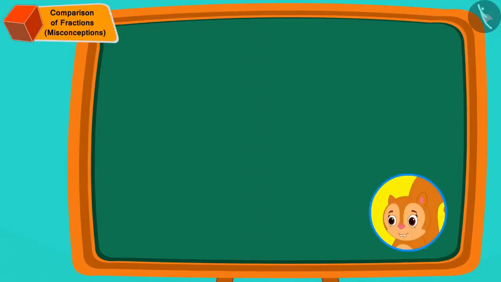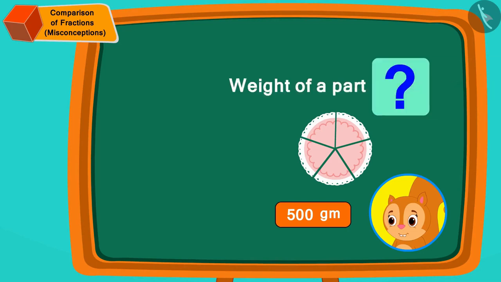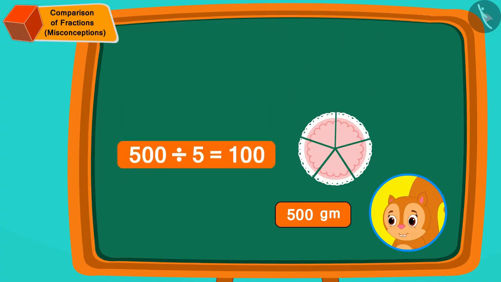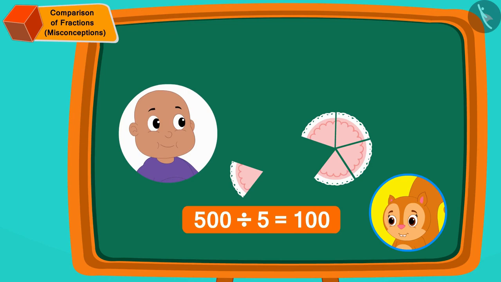Now, Chanda's cake is 500 grams. If we divide it into 5 equal parts, then how many grams is each part? Each part is 500 divided by 5 or 100 grams. In this way, Bablu has got 1 part of Chanda's cake or 100 grams of cake.